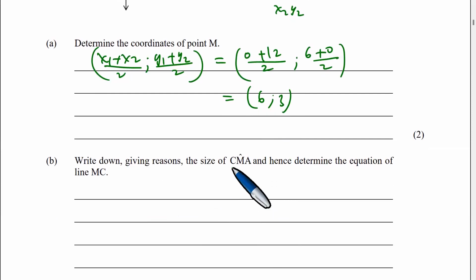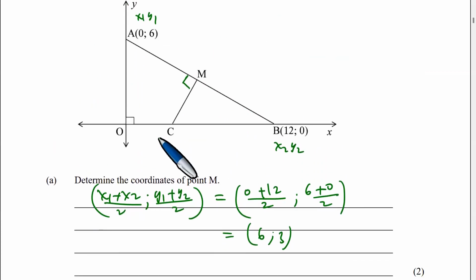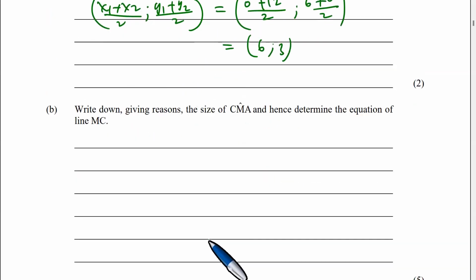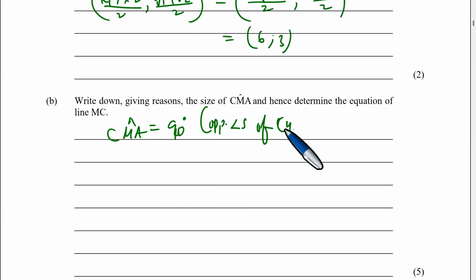Write down, giving reasons, the size of CMA and hence determine the equation of line MC. CMA, giving reasons: you've already seen that CMA is 90 degrees. I'm just passing through some of these, I know they're pretty obvious. So CMA is actually 90 degrees. Why is it 90 degrees? Because you have the opposite angles outside the quad.